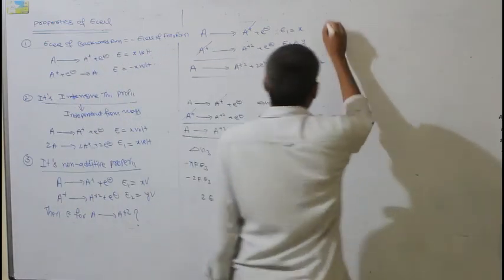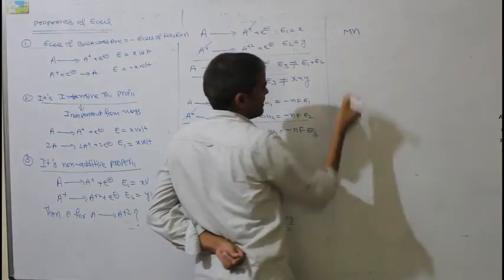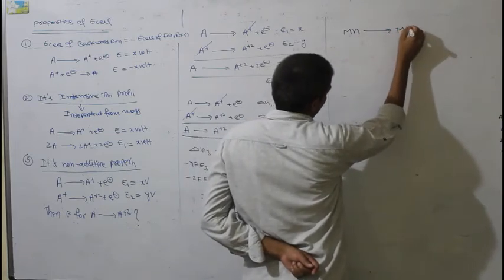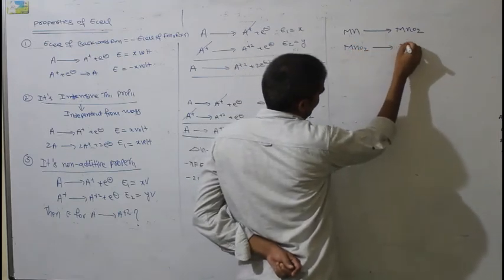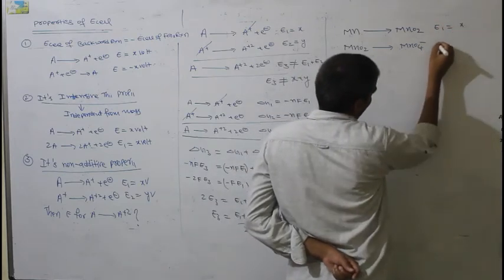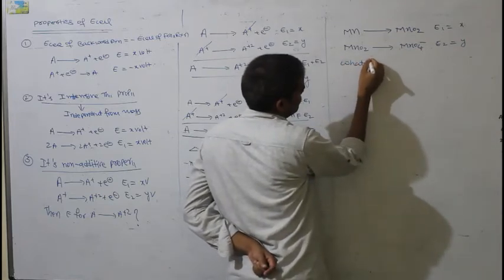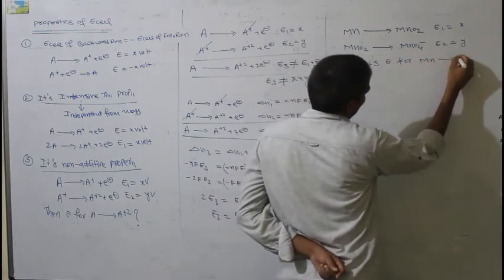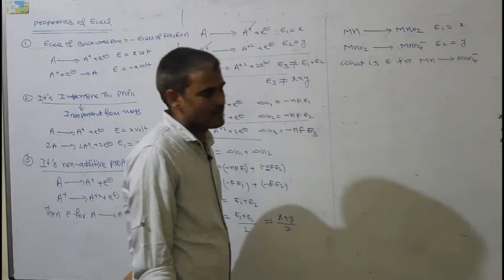A similar pattern, one question for better understanding. Mn is converted into MnO2, and MnO2 is converted into MnO4 minus. For the first one, E1 is equal to X, and E2 is equal to Y. Then what is E for Mn going to MnO4 minus? This is the question.